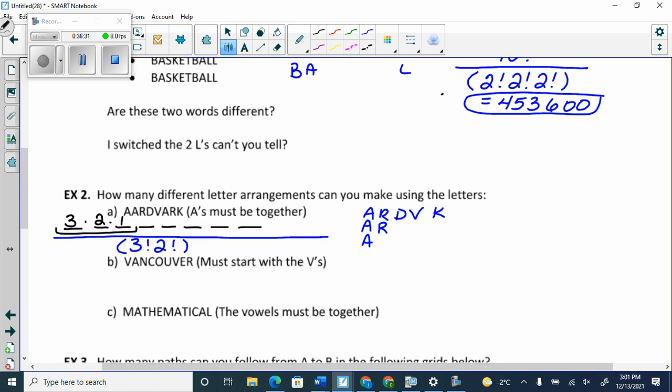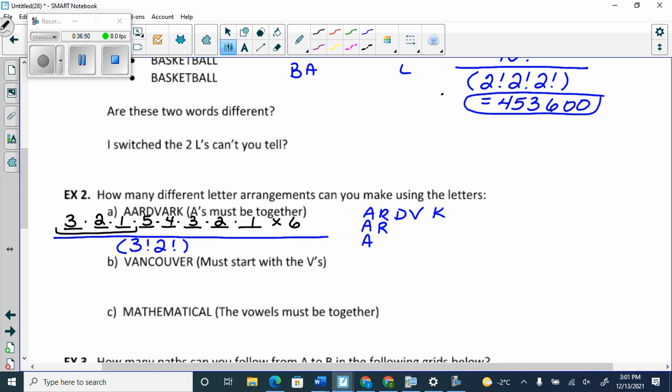Scrabble tiles, yes. So we have 3, 2, 1. You're treating them like they're just Scrabble tiles. Then how many letters do we have left? 5, then 4, 3, 2, 1. And if it said start with the A's, we'd be done. But it says together, so what do we have to multiply it by?